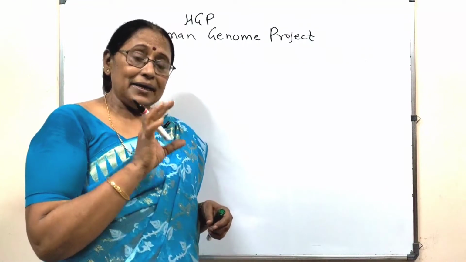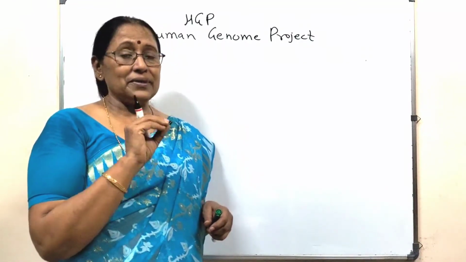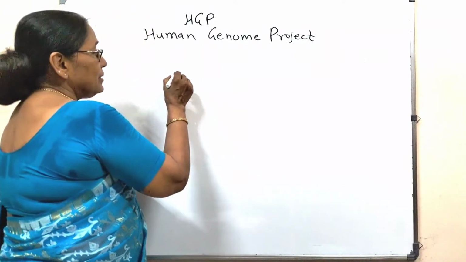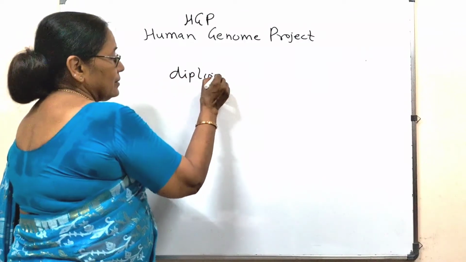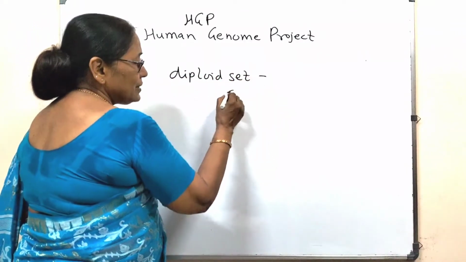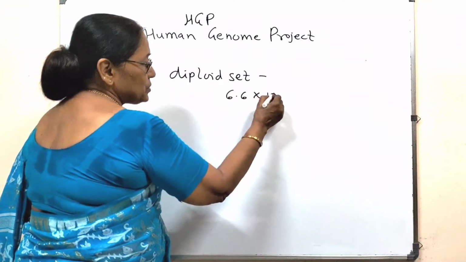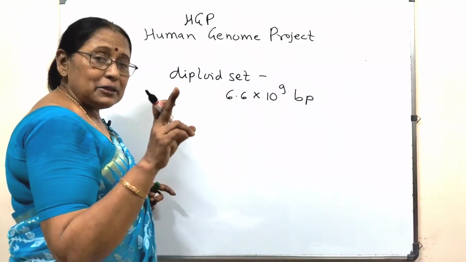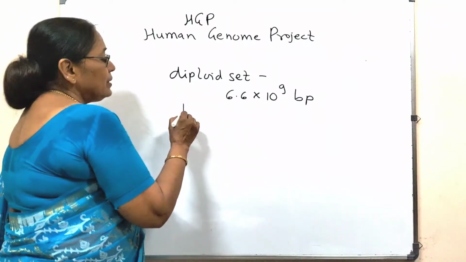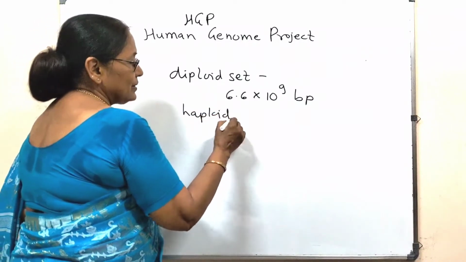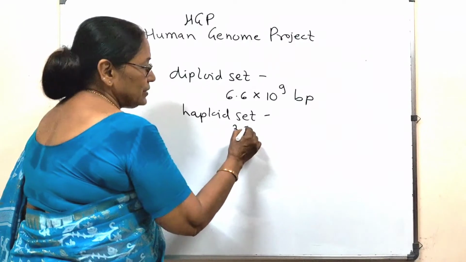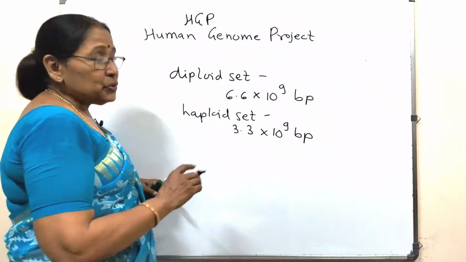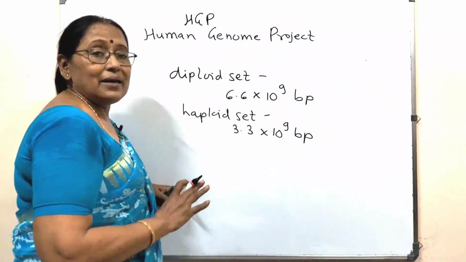Let us have an idea of the total number of nitrogen base pairs present in the haploid set. If it is in diploid set, then the number is 6.6 into 10 raised to the power 9 base pairs. This you have studied while studying the packaging of DNA. So in haploid set, this number is 3.3 into 10 raised to the power 9 base pairs. So you can see what a vast work it was.